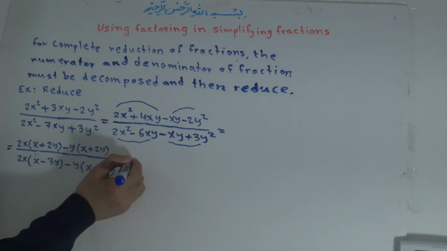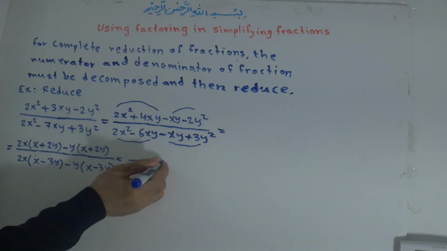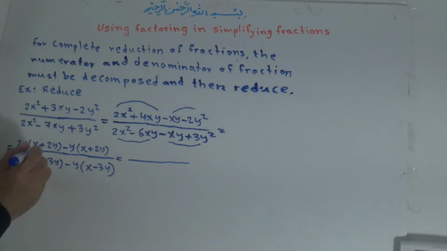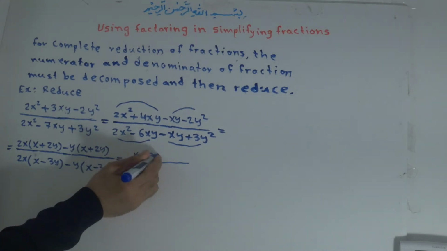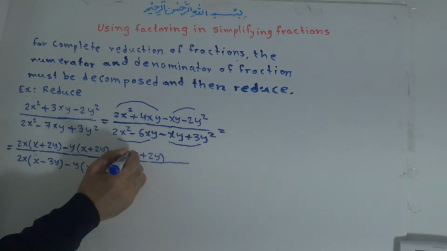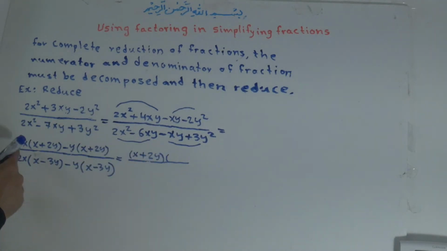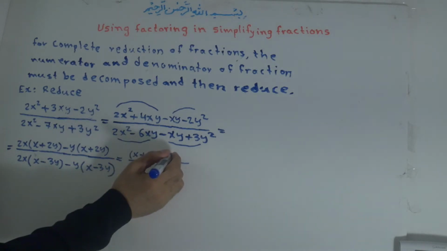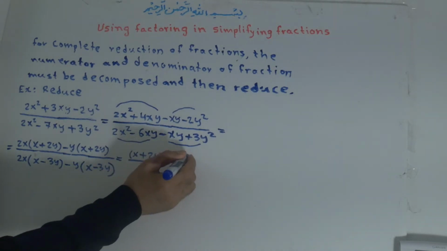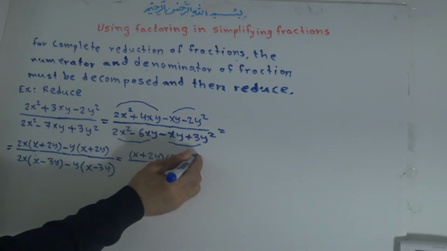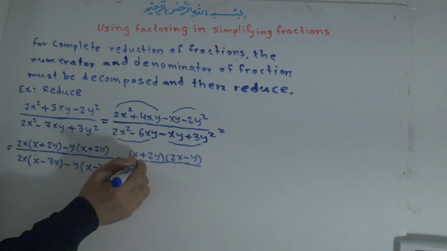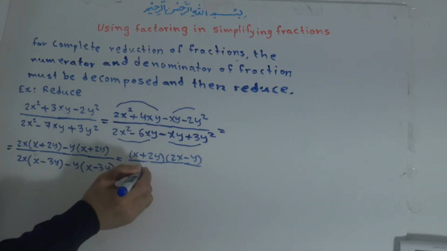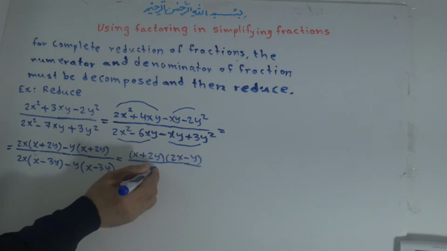Now here, both of them, what is common? x plus 2y is common. Now here, what's the meaning? 2x minus y. And in the denominator, x minus 3y, both of them is common.